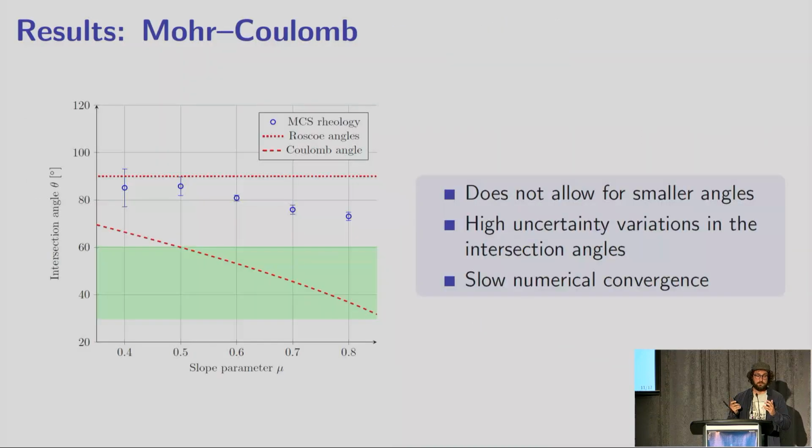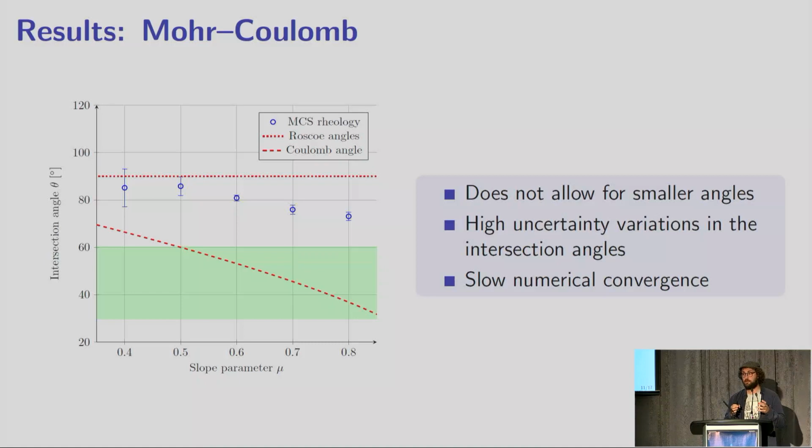Next, we test the Mohr-Coulomb yield curve from IP, and I show here the intersection angle as a function of the slope parameter, so the slope of the Mohr-Coulomb line that you saw. You see that we are in between what I called before the Roscoe angle theory and the Coulomb angle theory, but first we don't create small angles, and then we have this high uncertainty on the angle, and we don't really understand what's happening.